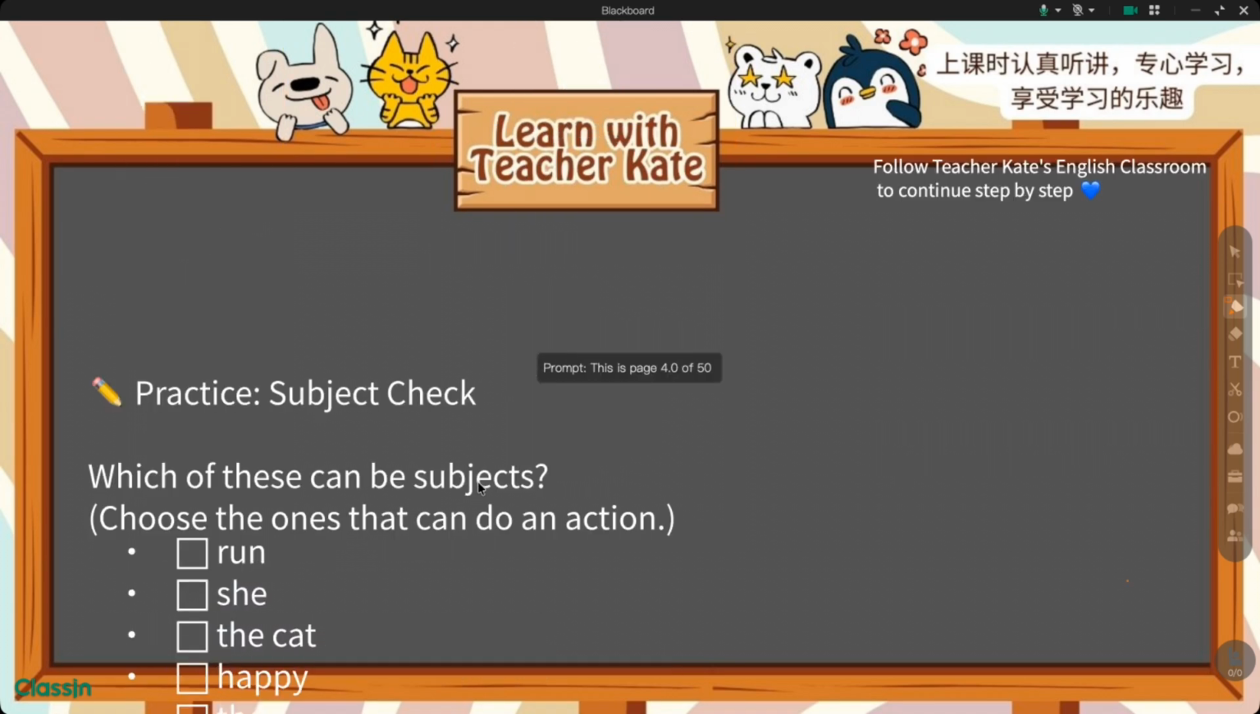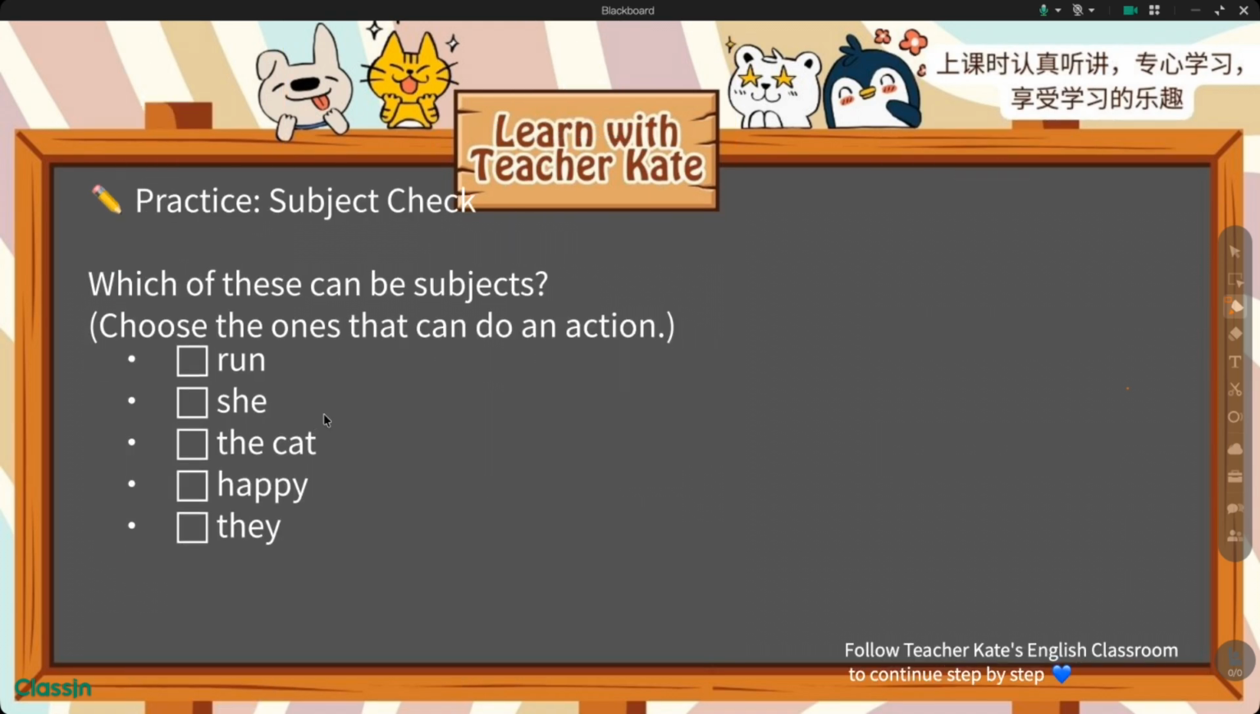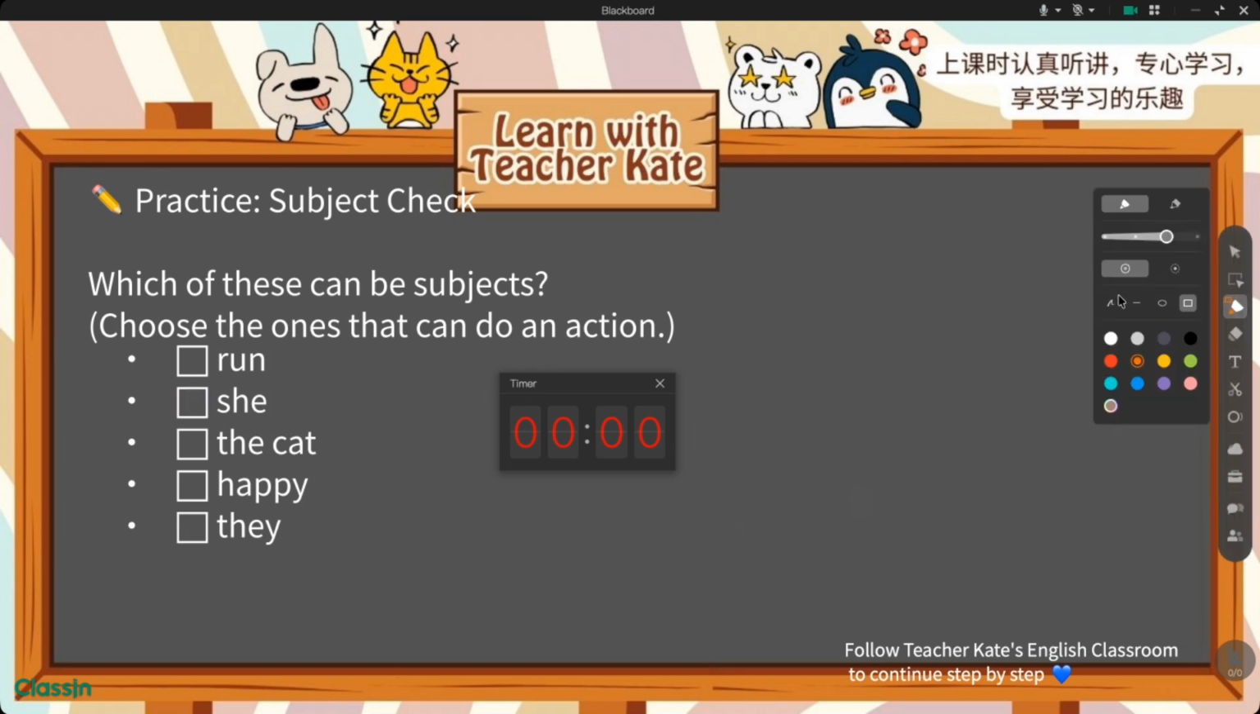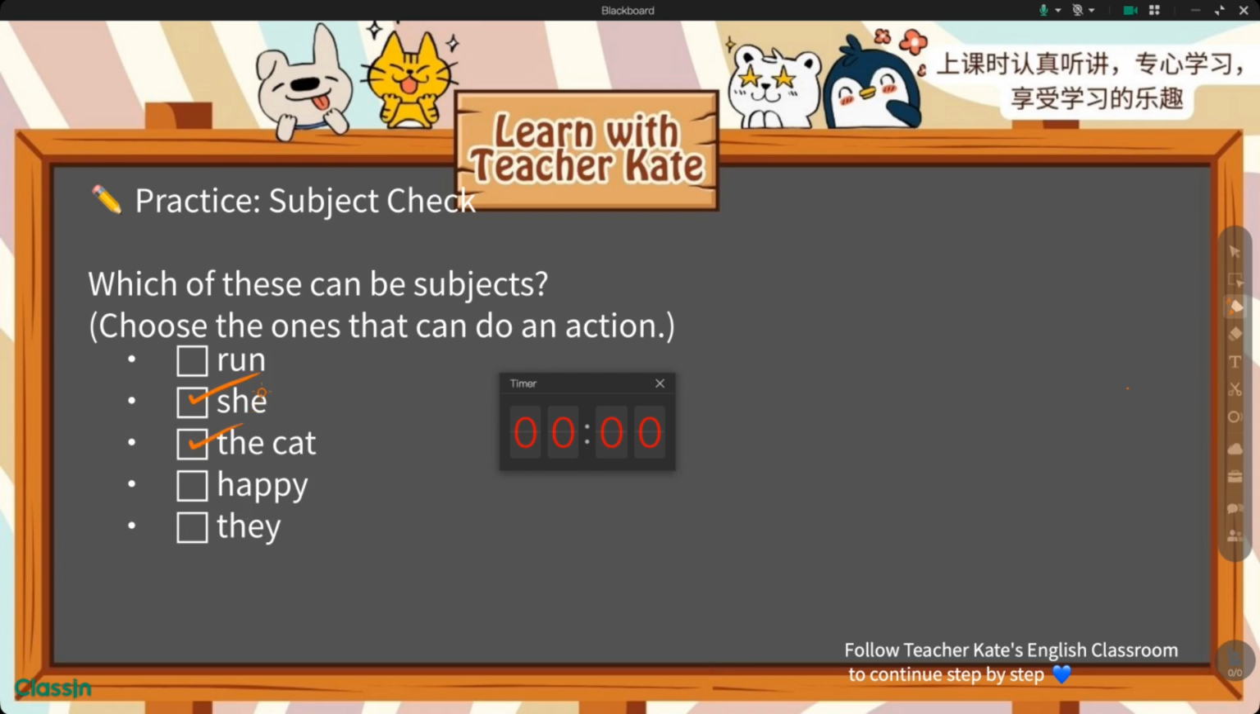Let's have a quick practice. Which of these can be subjects? Choose the ones that can do an action. I'll give you 5 seconds. The correct answers are she, the cat, and they. Did you get them right? Let me know. Comment down below.